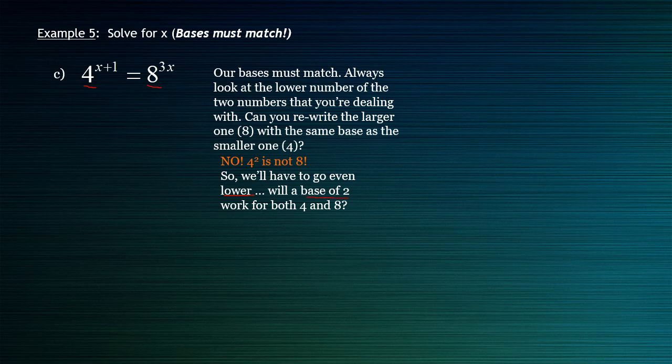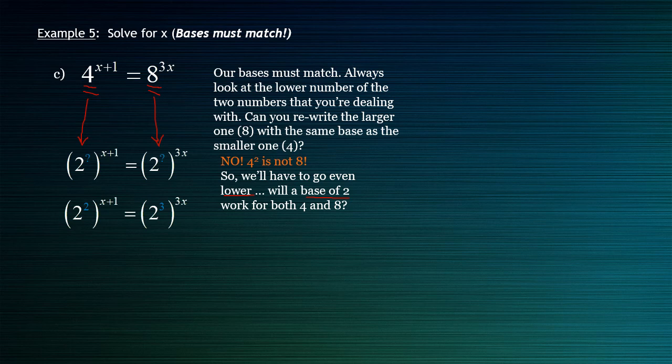Can I rewrite both of these, 4 and 8, with a base of 2? Because I can't use a base of 4. So is there a way to take 4 and rewrite it with a base of 2? And is there a way to write 8 and rewrite it with a base of 2? Yes, there is. 2 to the power of 2 is 4. 2 to the power of 3 is 8. So I put those in there. Then I have to use my very powerful power of a power law here and multiply these together. So don't forget the 2, it has to be multiplied into all parts here. And I'm going to multiply these two together, power of a power law.